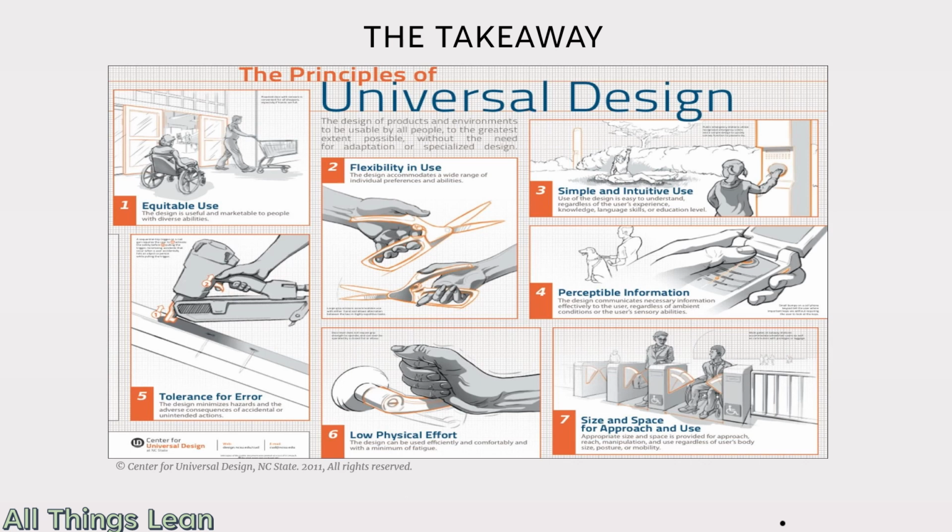In today's video, part 2 in the series, we have discussed the following 4 principles: perceptible information, tolerance for error, low physical effort, and size and space for approach and use. In addition to the 3 discussed in the earlier video: equitable use, flexibility in use, and simple and intuitive use.